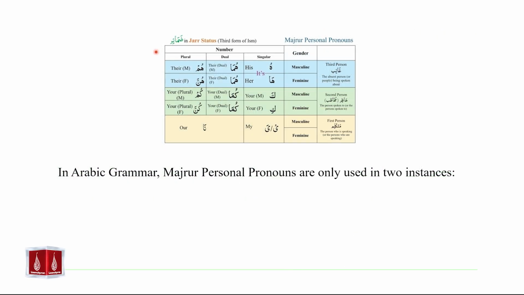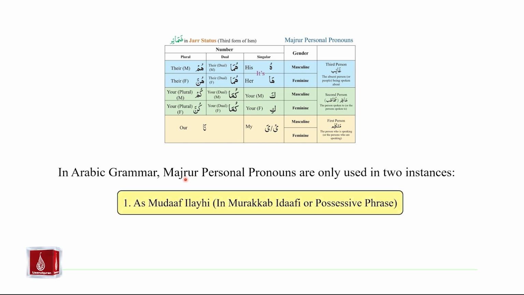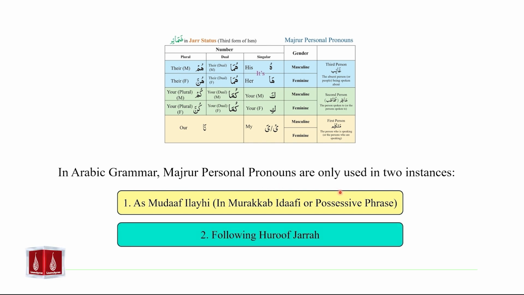This is our table of personal pronouns or zamair in the jar status or majrur personal pronouns. Please note that in Arabic grammar, majrur personal pronouns are only used in two instances. There are only two cases in the entire Arabic grammar where we will use majrur personal pronouns. Number one, we will use majrur personal pronouns as mudaf ilay in murakkab izafi or possessive phrase. And number two, we will use majrur personal pronouns following huroof Jarrah.